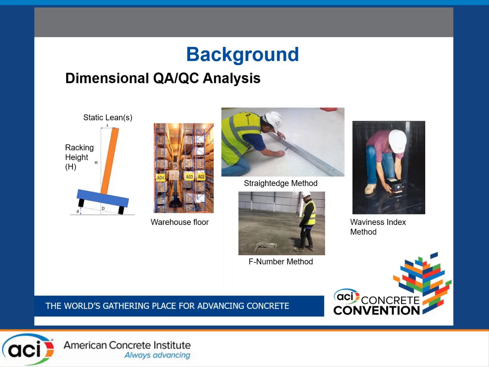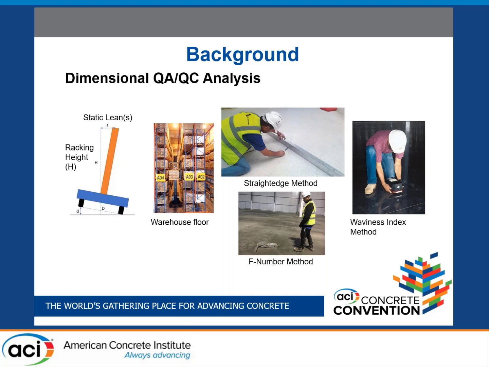And the Waviness Index method was developed after the F-number method, and it provides information for floor undulations between 2 feet and 10 feet. This is important because it corresponds to the periods of surface undulation that affect the operation of forklifts. So the results obtained using the Waviness Index method are expressed in inches. They're relatively easier to understand.